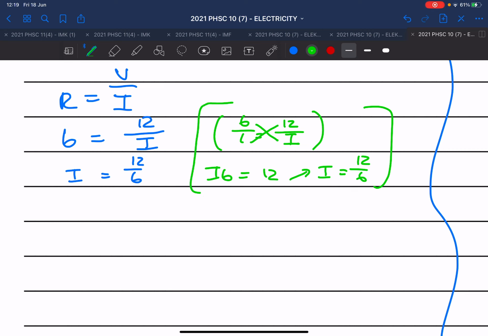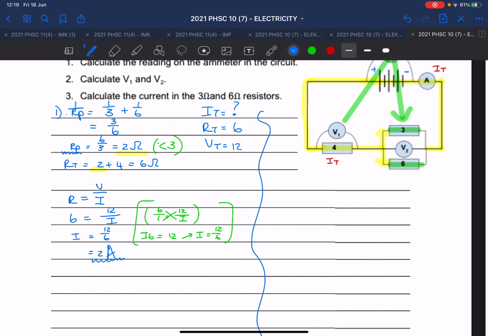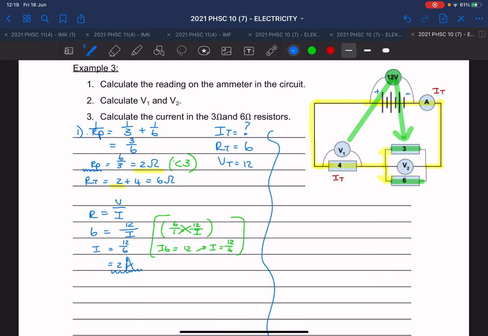Okay. Princess, 12 over 6 gives us? 12 divided by 6. Thank you. 2 what? Ampere. Okay, so we can look at our diagram and see the reading at the ammeter will be 2 amperes. So that is the total current. And because the total current goes through this, that reading will also be 2 amperes.